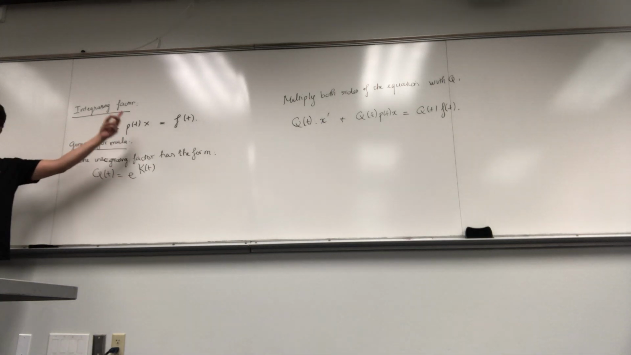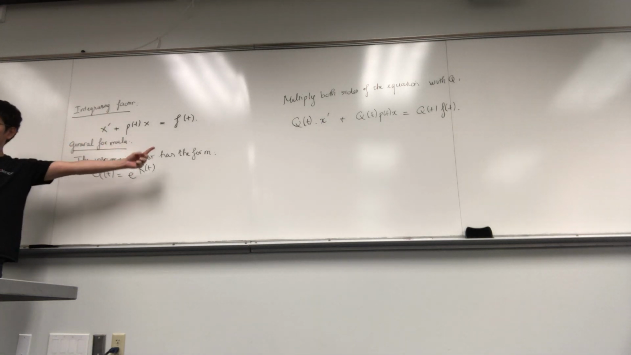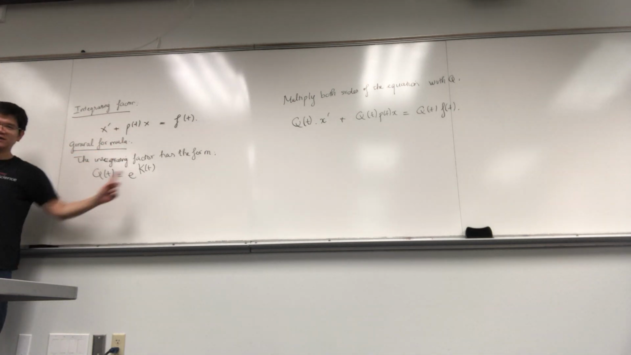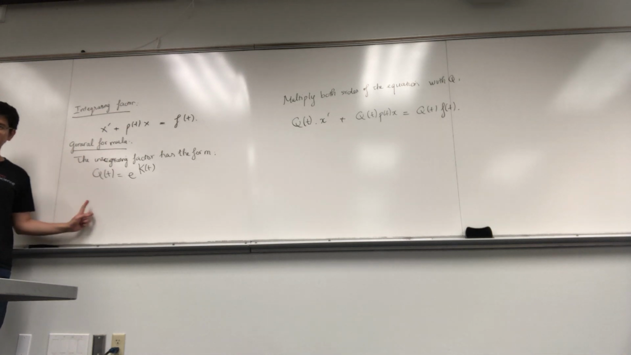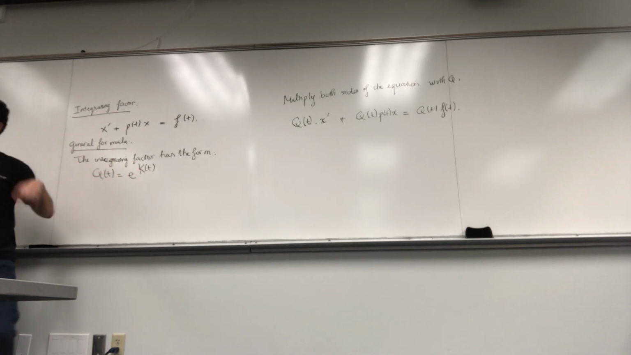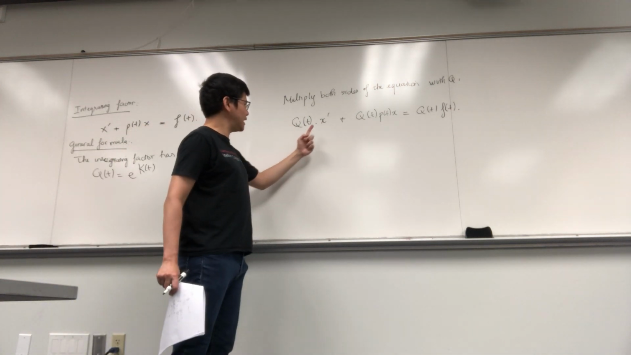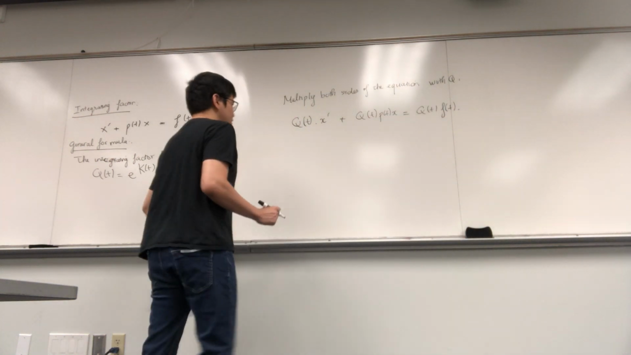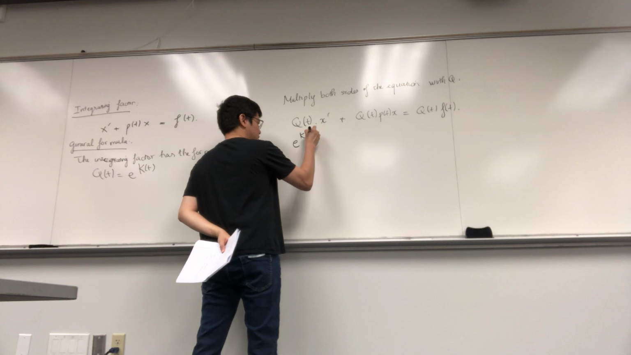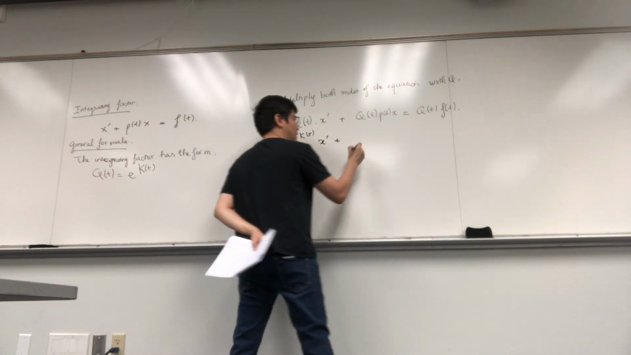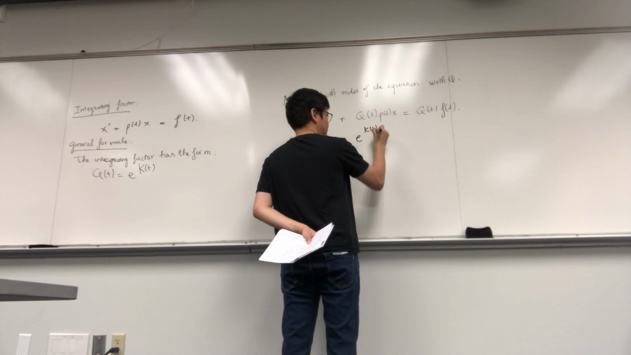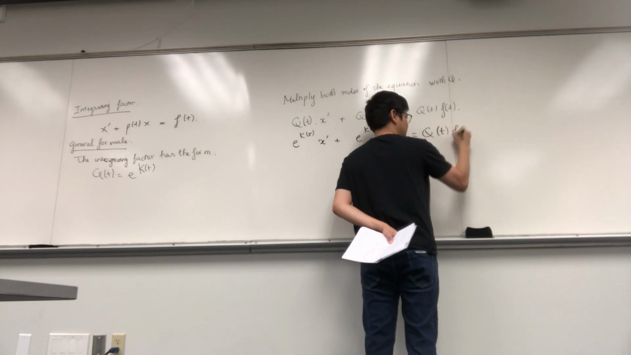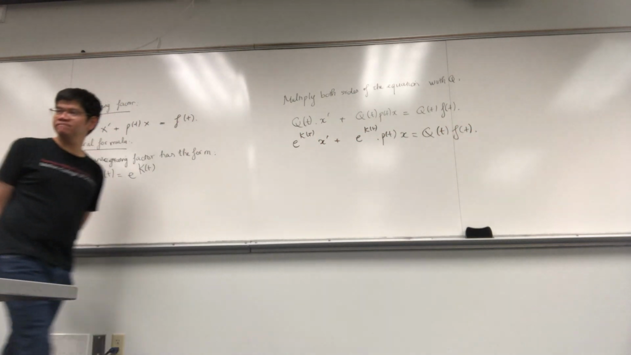Suppose that we want to solve the equation x prime plus p(t) x equals f(t). What we do is multiply both sides of the equation with an integrating factor q(t) of this form, e to the power k(t). So you're going to have q(t) x prime plus q(t) p(t) x equal to q(t) f(t).